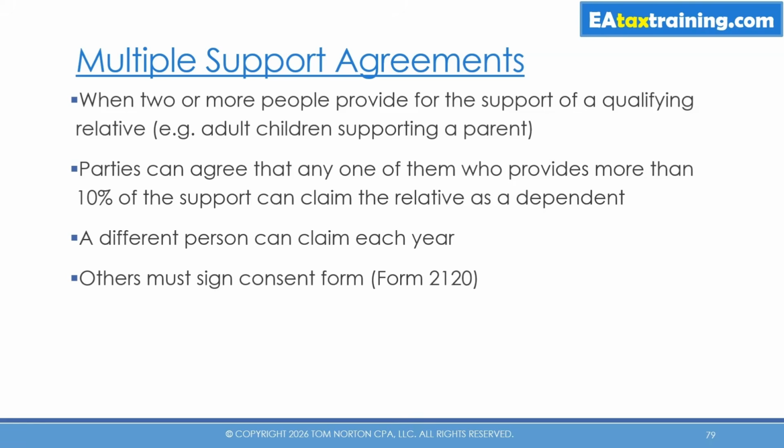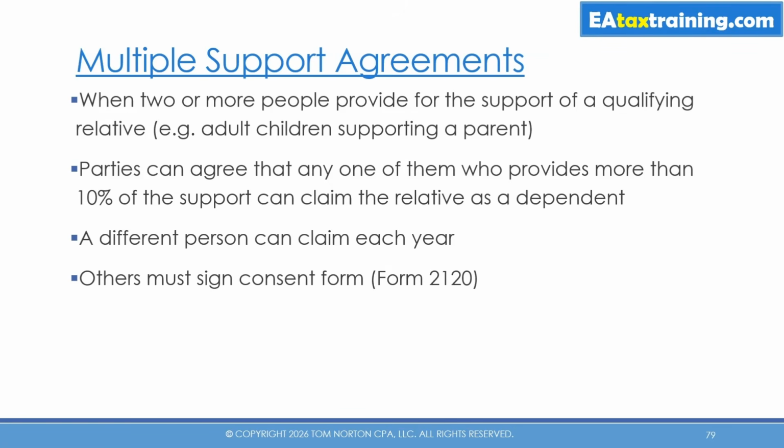So what happens is, let's say you've got 3 adult children and they're taking care of mom. And mom is their dependent. Mom might live in a nursing home and the kids are each sharing the support. What they can do is enter an agreement that says who is going to get to take mom as a dependent for the year. Because any individual can only be taken as a dependent on one person's tax return. You cannot have the same person be the dependent of more than one person.